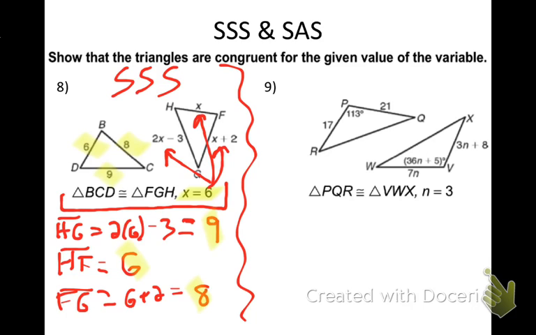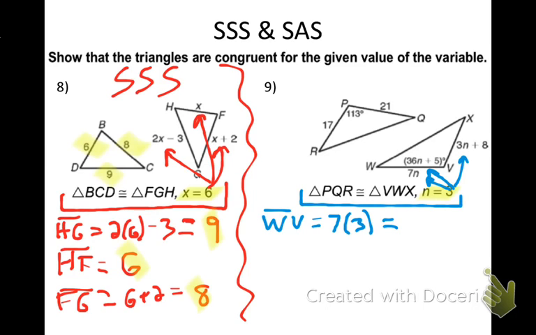All right, number 9 here. Same idea. I'm given triangle PQR is congruent to triangle VWX. All right, so I'm going to take n equals 3. What are you going to plug n equals 3 in for, Bryce? Or what are you going to do with that 3? Plug it in. So I'm going to go WV first. WV equals 7 times 3. 7 times 3 is 21.